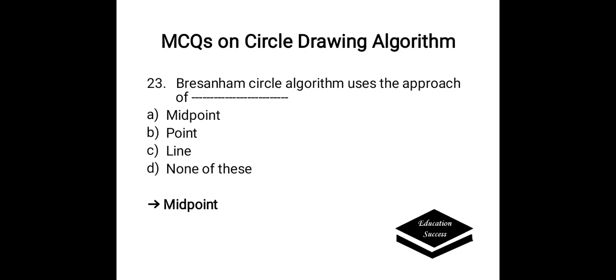Bresenham's circle algorithm uses the approach of: options are midpoint, point, line, none of these. Correct answer is midpoint. Bresenham's circle algorithm uses the approach of midpoint.